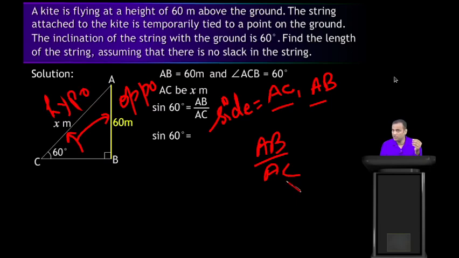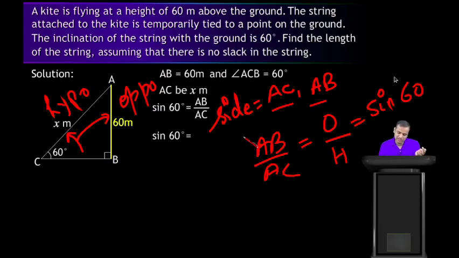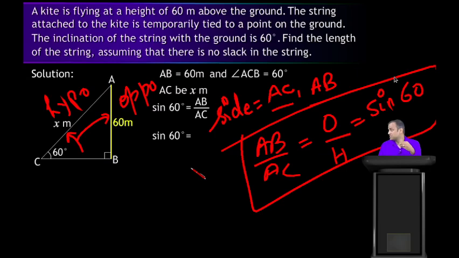Now we have AB upon AC. AB is the opposite side upon AC, the hypotenuse. And which ratio is equal to opposite upon hypotenuse? Very well, it is sine, and the angle is 60 degree. So sine 60 degree. That's why we pick sine 60 degree to solve this question.